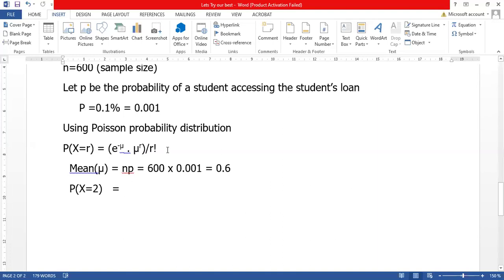So you will copy this formula and substitute 0.6. This is power 2. Finally, using your calculator, can you manage?